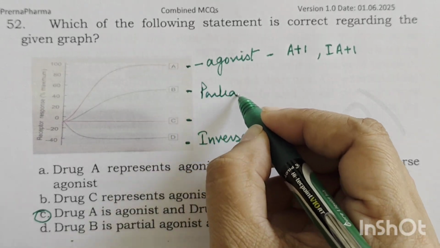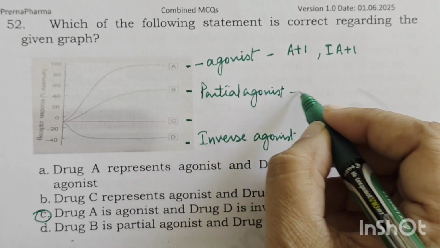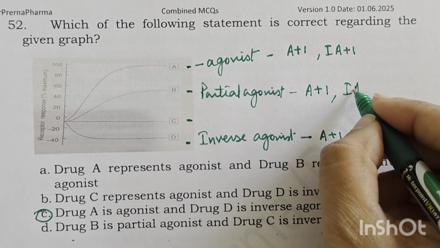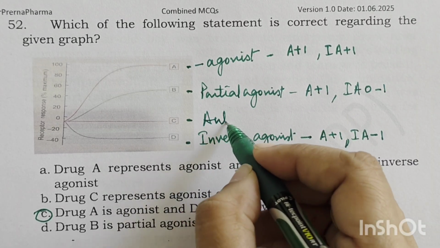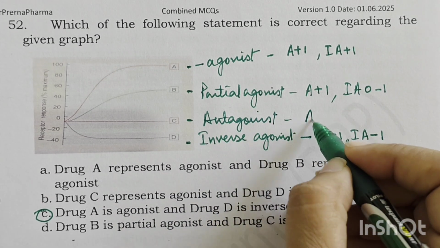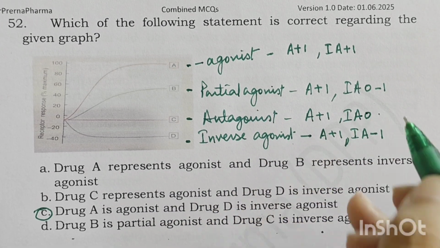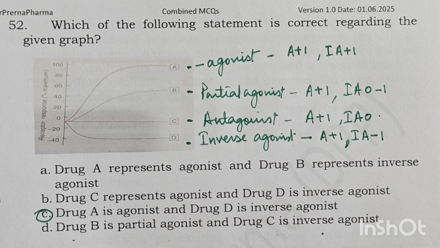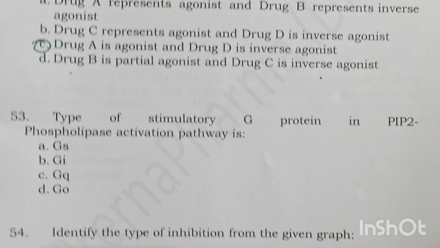This is a partial agonist. Now, what happens in a partial agonist? It has got affinity +1 and intrinsic activity between 0 and 1. And this is an antagonist, as you can see that it has got affinity of +1 but its intrinsic activity is 0, so it is not having any action of its own. So this is the answer, and remember this concept also.